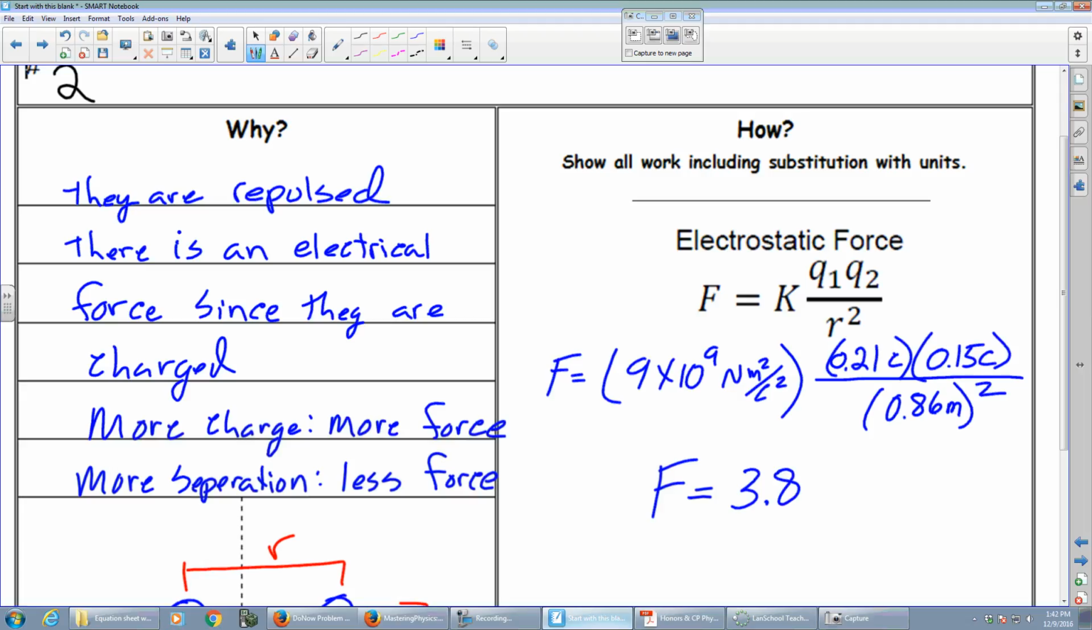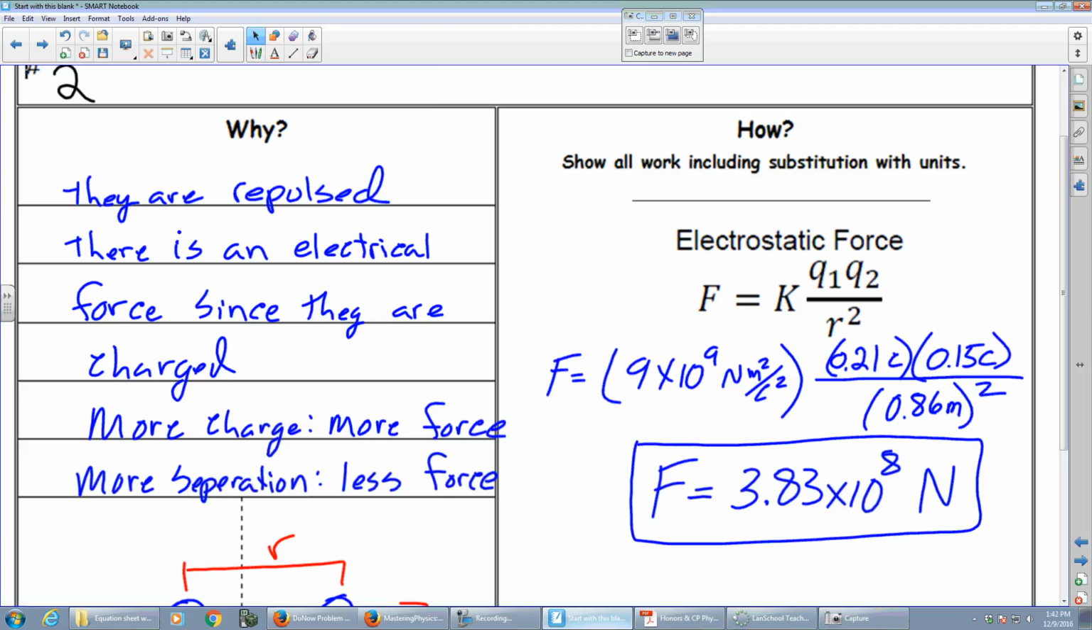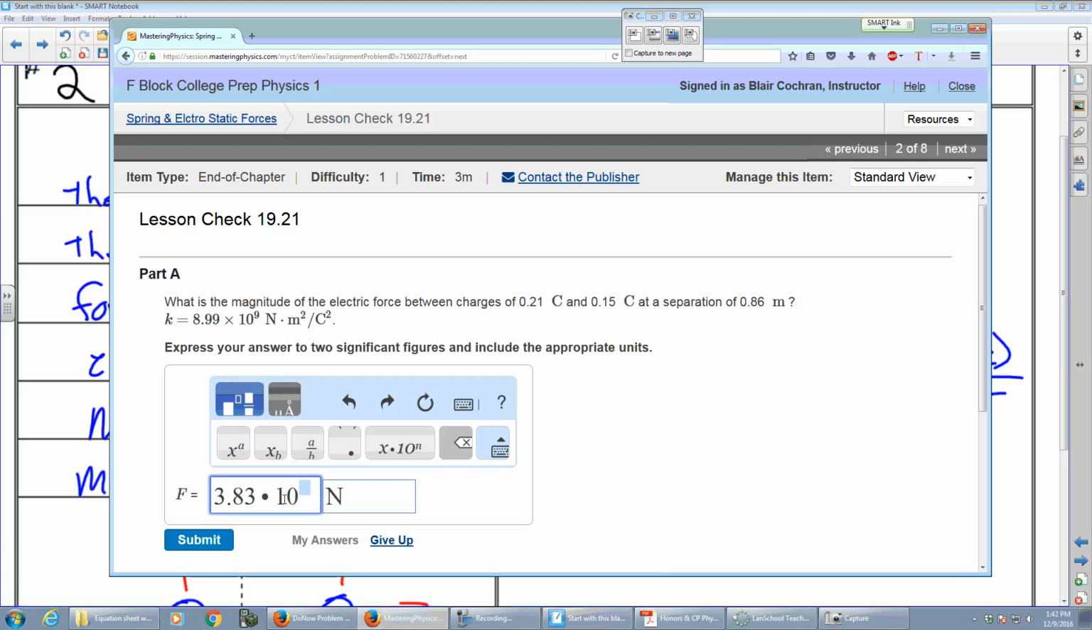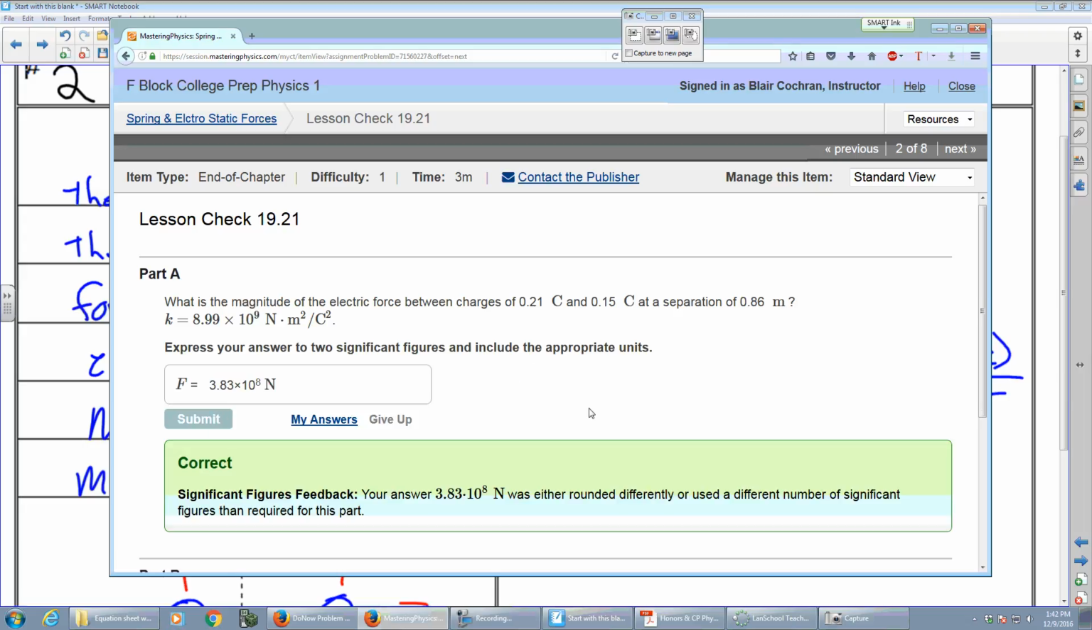I got 3.83 times 10 to the 8th newtons. I wonder if that's right. No? You probably have different numbers than me. What did I say? 8? Yay!